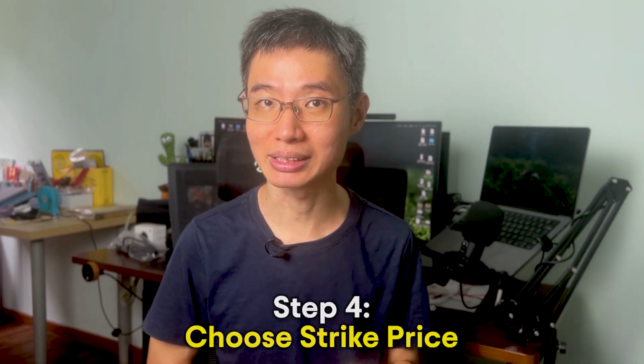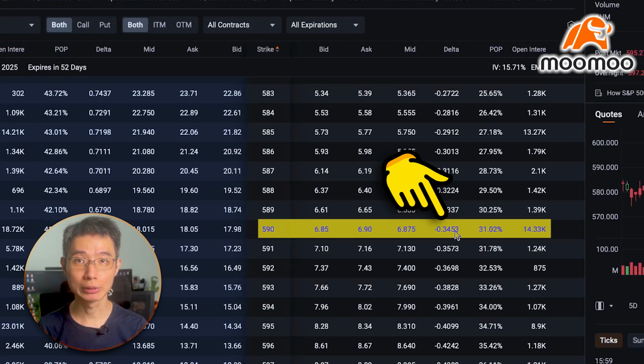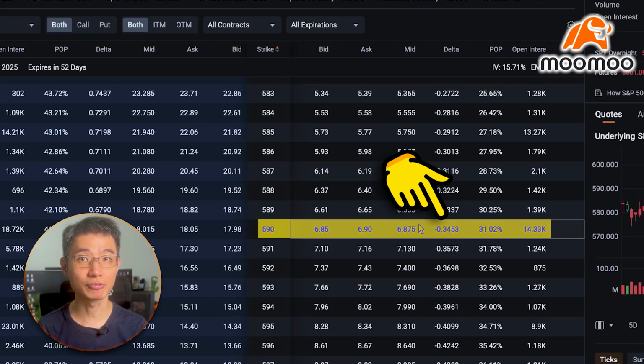Choosing the strike price. For this, I will look at the delta because delta will tell me the rough probability of the option going in the money. For example, this option has a delta of 34, which means there's a 34% chance of it going in the money. Or if you flip it, it also means there's a 64% chance of it not going in the money and me ending up being profitable.